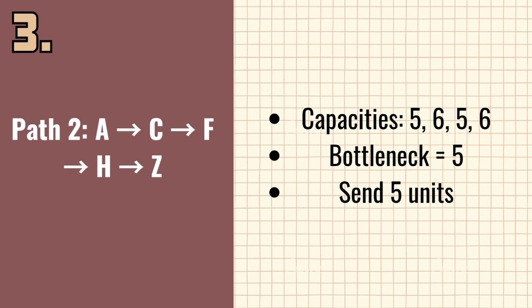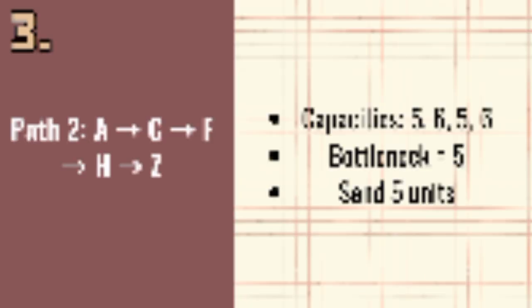Path 2: A to C, C to F, F to H, H to Z. We now look at the lower path. A to C is equal to 5, C to F is equal to 6, F to H is equal to 5, H to Z is equal to 6. Again, the smallest value is our bottleneck. So the bottleneck is 5 coming from A to C and F to H. We send another 5 units of flow through this path. After this, the edges A to C and F to H are fully used.